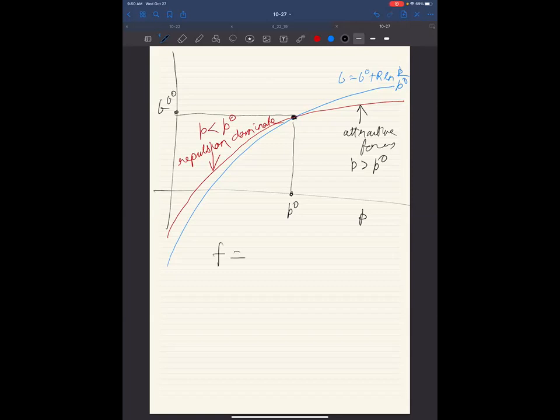And just to summarize, f is equal to phi P. Phi is the fugacity coefficient, f is fugacity, and P is pressure. And phi more than 1, repulsion. Phi less than 1, attraction. We are not going to talk about this too much. I must point out one thing.